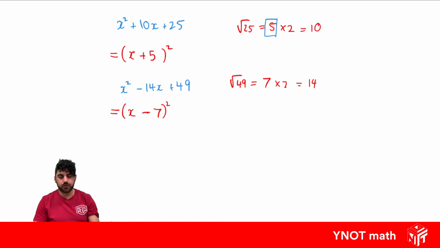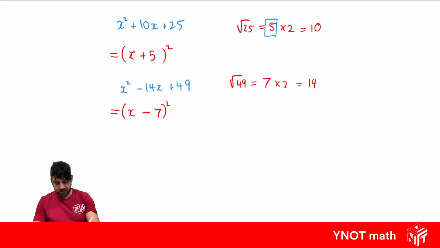And if you weren't sure, you could even expand it out. Squaring the first term is x squared. Doubling the product, well, the product's minus 7x, doubled you get minus 14x. And squaring the last term, minus 7 squared is plus 49.